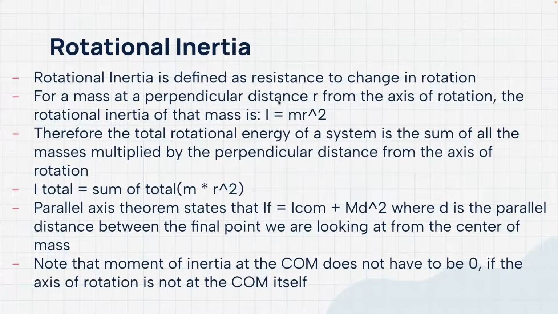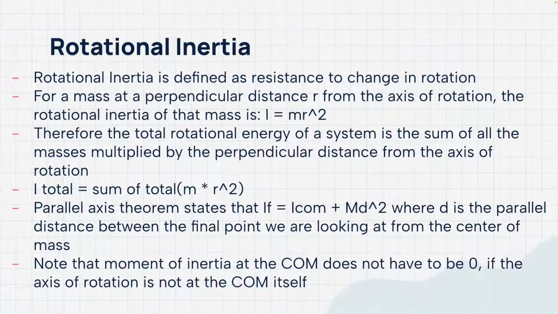Rotational inertia. Just as there's mass in linear mechanics, there's also a rotational inertia in rotational mechanics. Rotational inertia is defined as resistance to a change in rotation, or how much resistance a system has to the change in rotation.